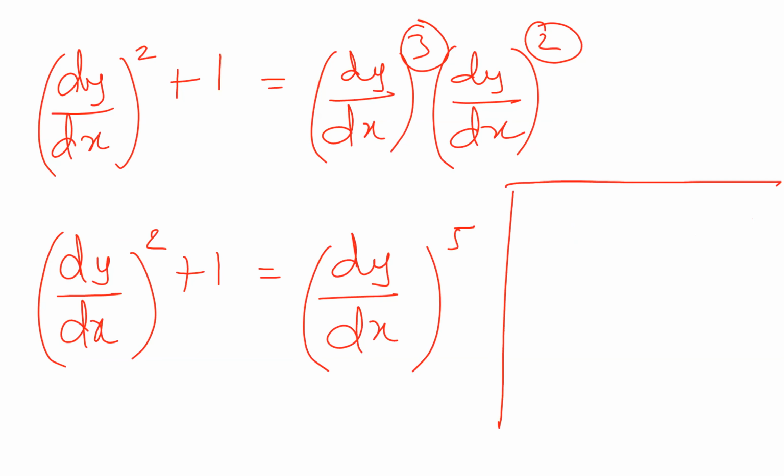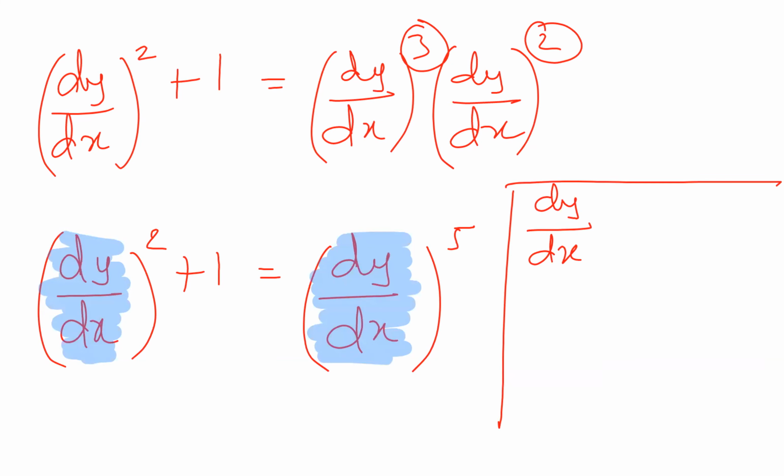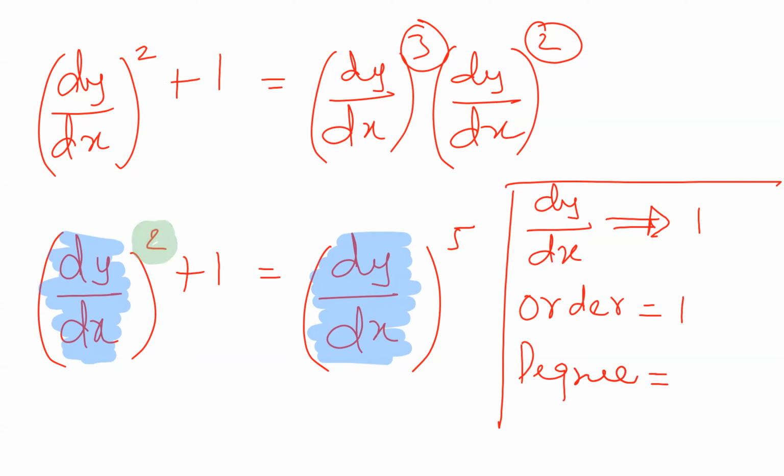Now try to understand what the differentials are. The only differential present in the entire problem is dy by dx. So the order naturally will become 1, because there is only the first order derivative. And the degree, what is the maximum degree of dy by dx? There are two degrees in the problem. At one end the degree of dy by dx is 2, at the other end it is 5. So we will consider the degree of dy by dx as 5, because we are checking for the maximum degree. So this is the order and degree for the entire problem, right?